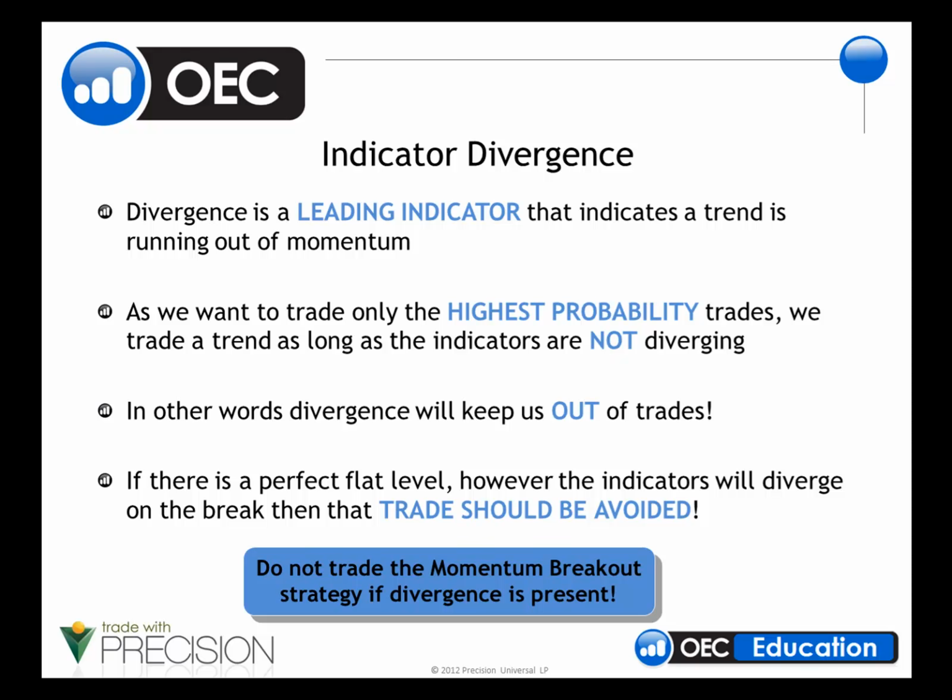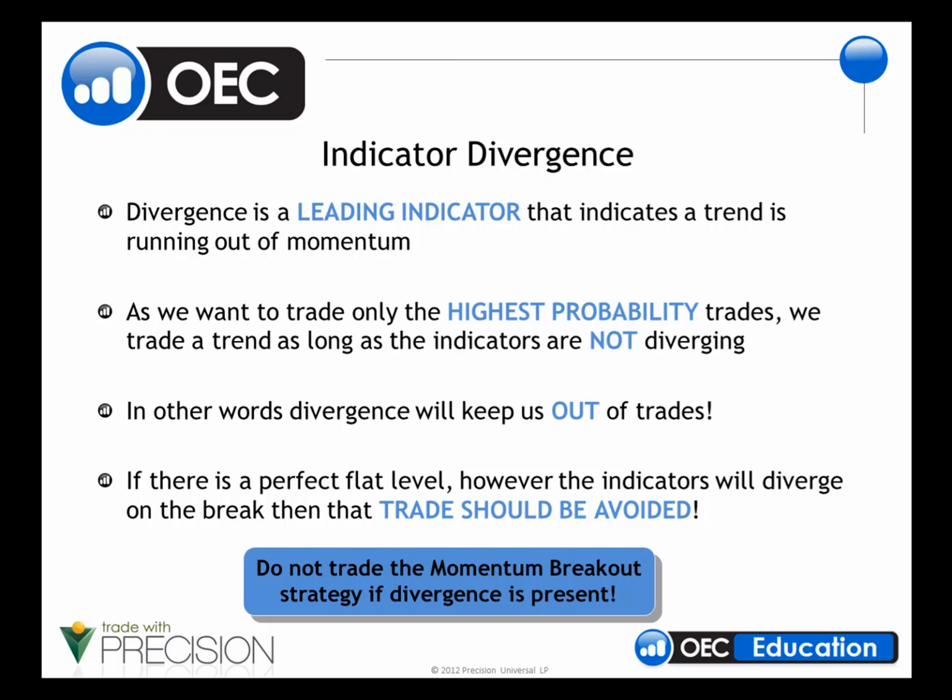Since we're looking for the highest probability setups with our trade strategies, we want to trade a trend as long as the indicators are not diverging. This divergence signal then will keep us out of trades, which is good because it helps us to weed out the low probability setups that do occur in the market.